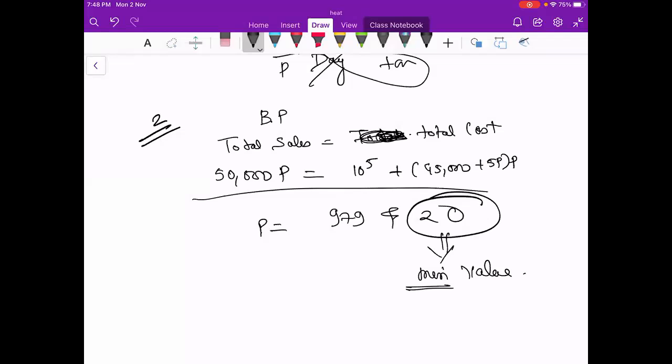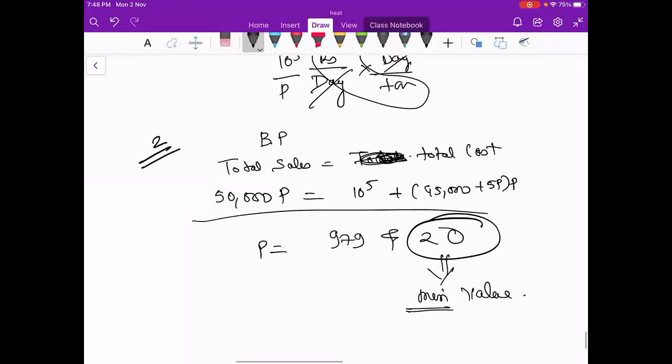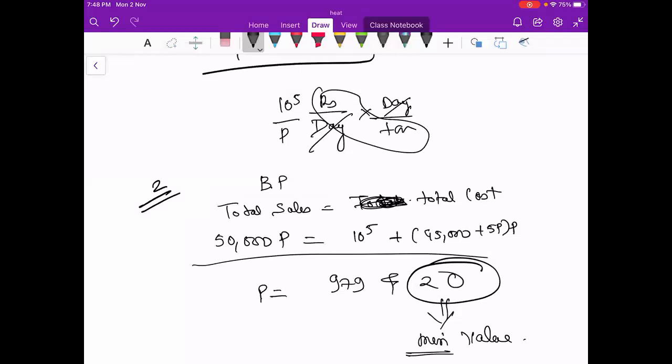Okay, everyone got this? Everyone got this? Yes or no? The unit of P, Ritik, is tons per day.